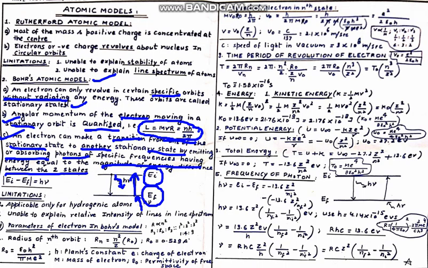So these were the postulates of Bohr's atomic model, but it had certain limitations also. The first limitation was that it is applicable only to hydrogenic atoms, that is, single-electron species. And second, it is unable to explain the relative intensity of lines in the spectrum.